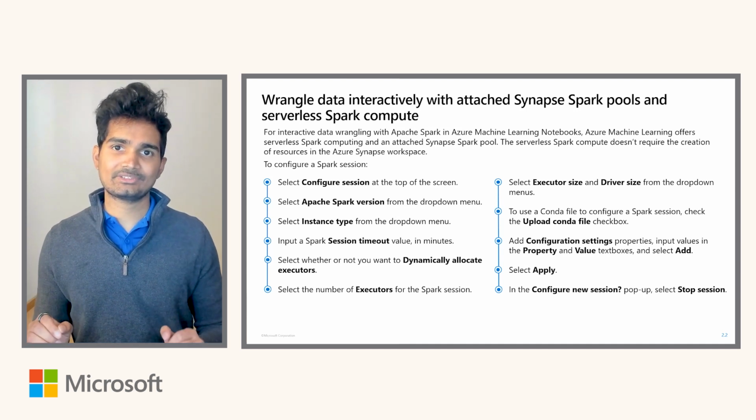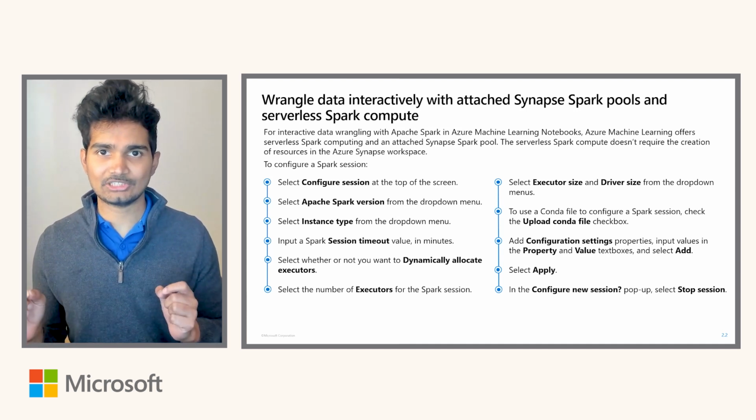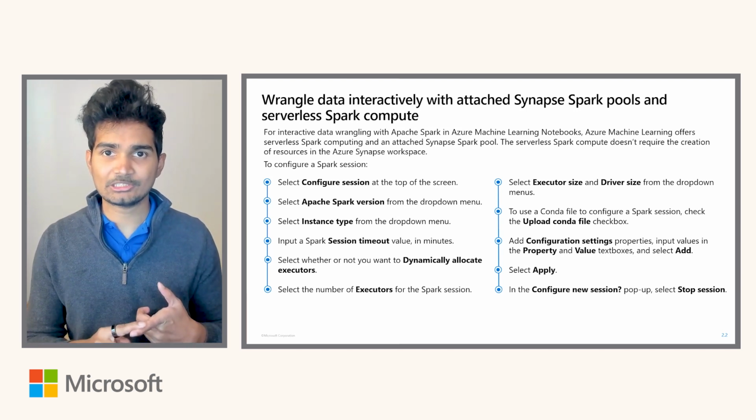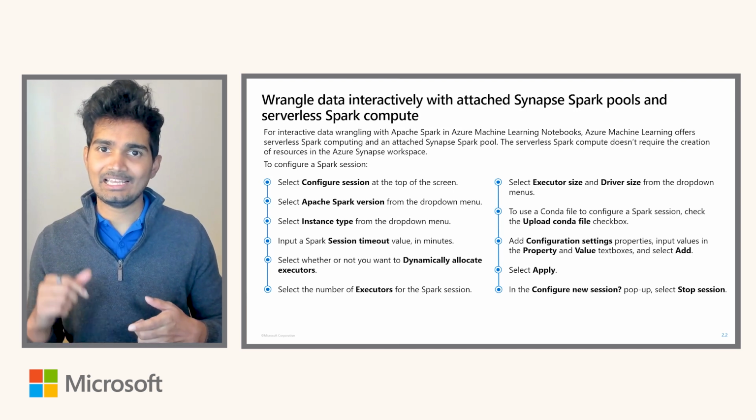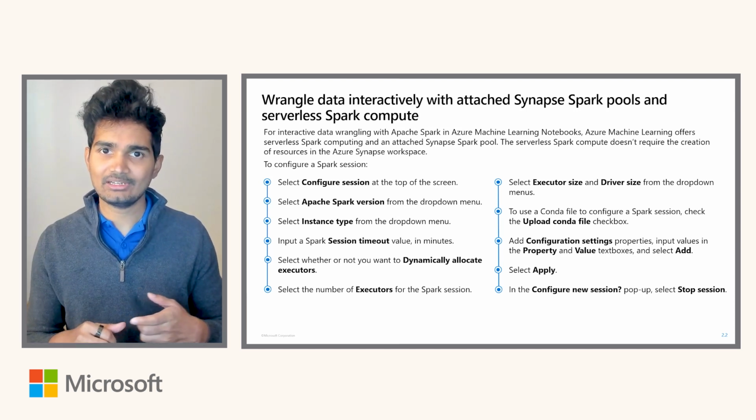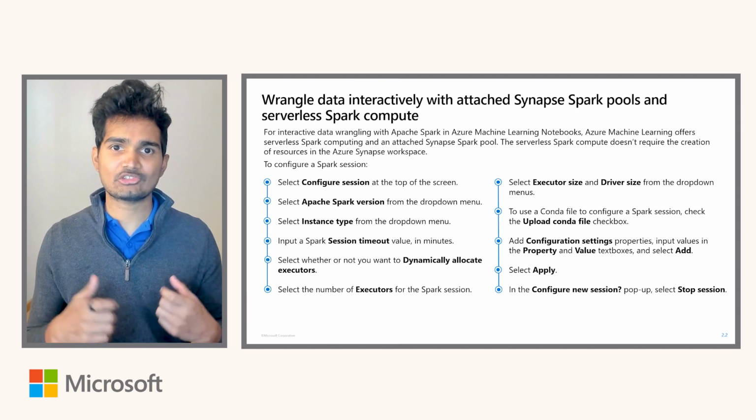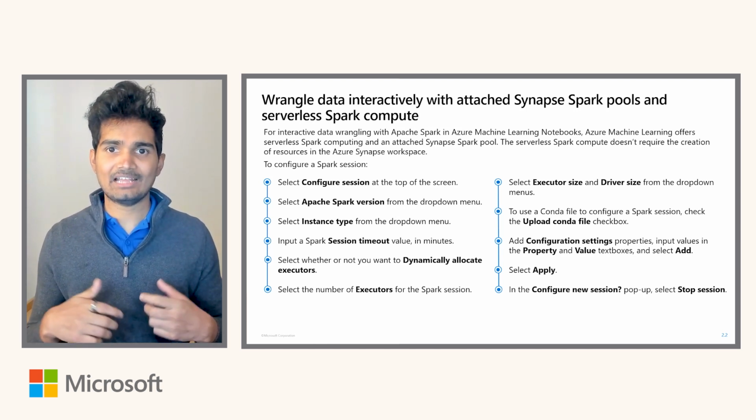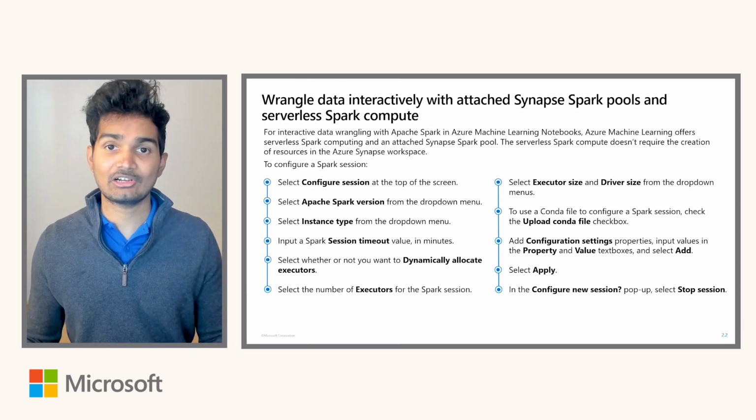Recall the steps to configure a Spark session. Select Configure Session, select the Apache Spark version from the drop-down menu and the instance type, input a Spark session timeout, then choose the executor and driver size, add the necessary configuration settings, and finally start applying and transforming your data.